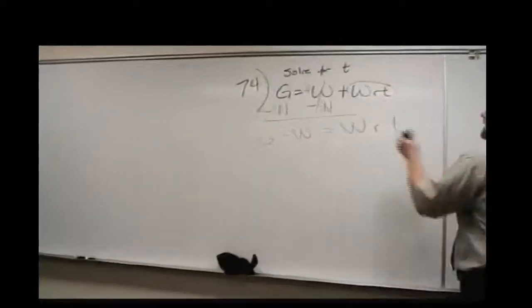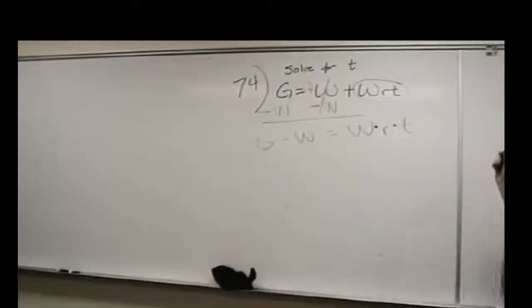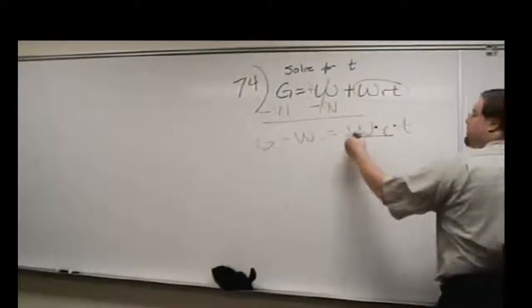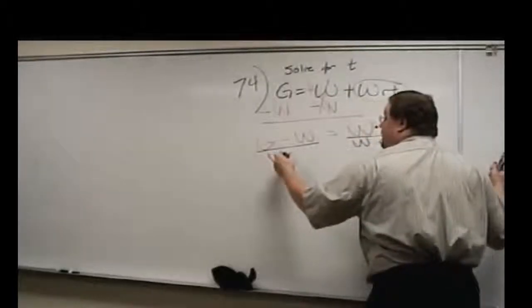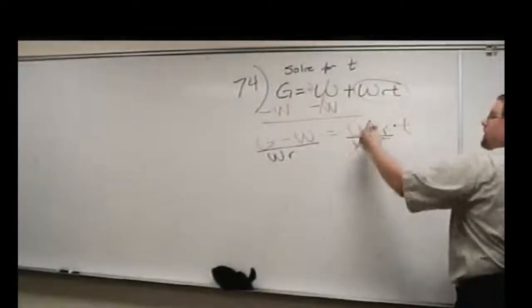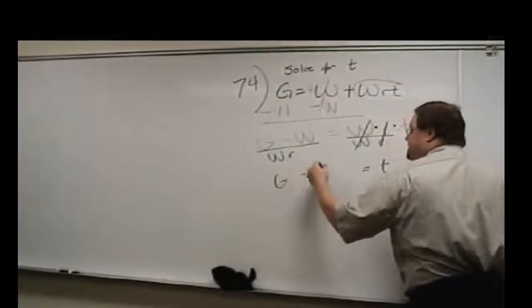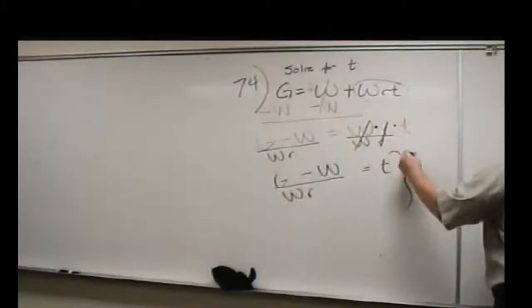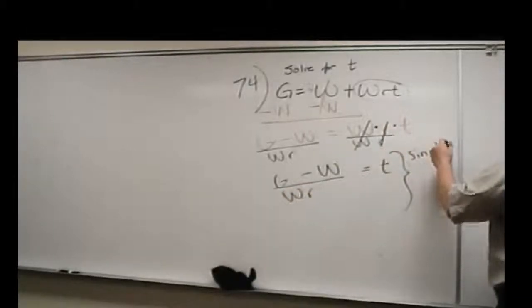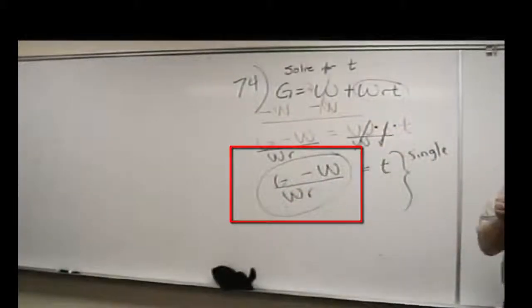Okay, so we're going to do a legal separation by putting in the multiplication dot, and we're going to do a divorce. I'm going to divide both sides by W and the R, both sides by W and the R at the same time. Both of them are leaving the T. So now you have T equals G minus W over WR. T, as you can see, is single. And when you get T single, we're done. And you move on with your life. Okay?